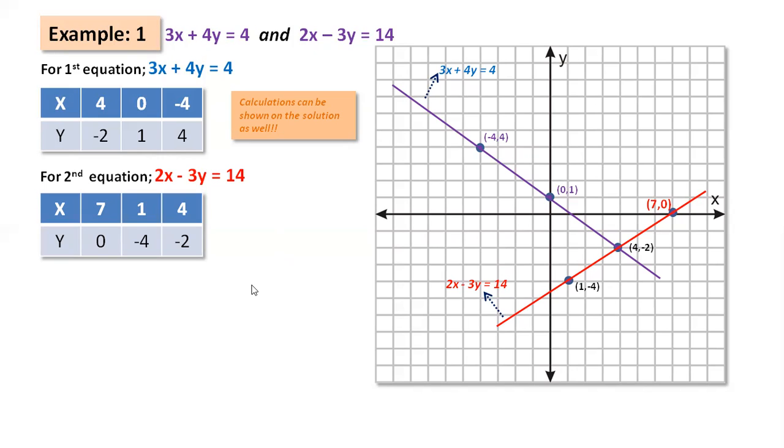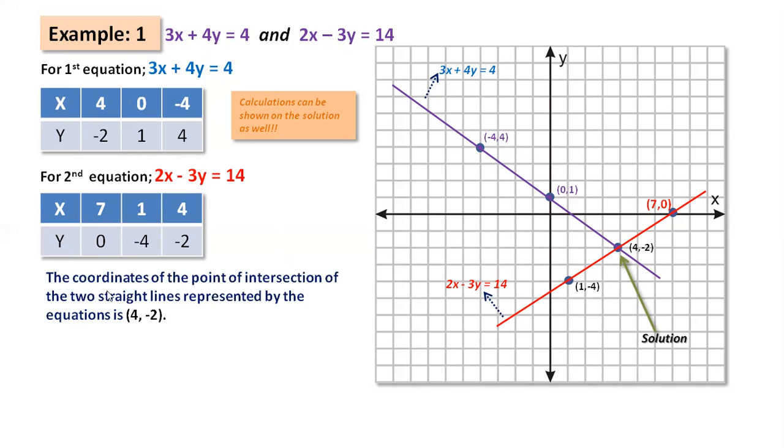Okay, and here we have to write the coordinates of the point of intersection of the two straight lines represented by the equations, which is 4 comma minus 2. They are cutting each other at 4 comma minus 2. That means the solution of the equations is 4 comma minus 2. Hence x equals 4 and y equals minus 2 is the answer. Okay, wherever they cut each other, that cutting point is the answer.